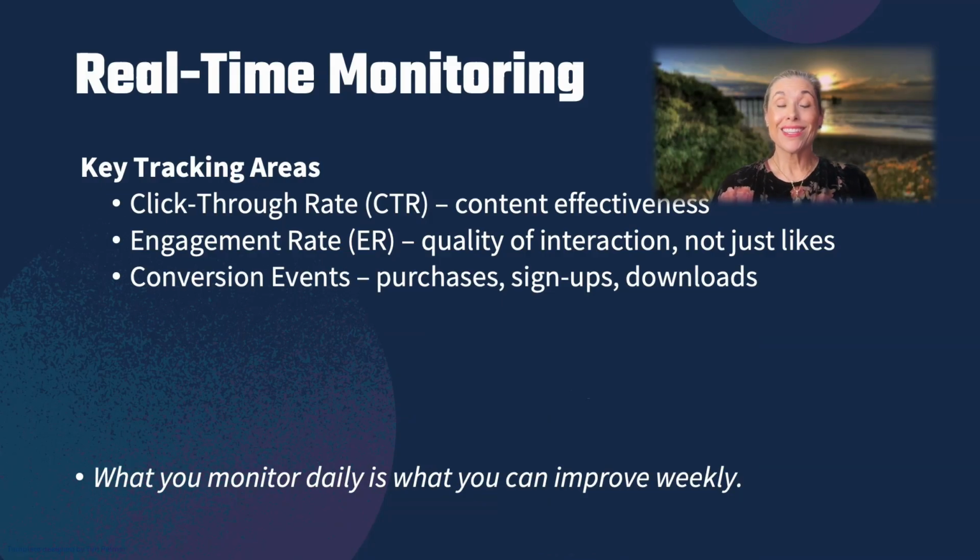Conversion events. This includes purchases, signups, or downloads. Conversion tracking is often accompanied or accomplished using UTM parameters and pixel tracking. Using affiliate links and promo codes ties the influencer's content directly to the sales funnel, further clarifying ROI.